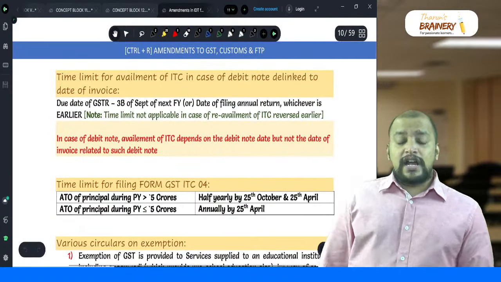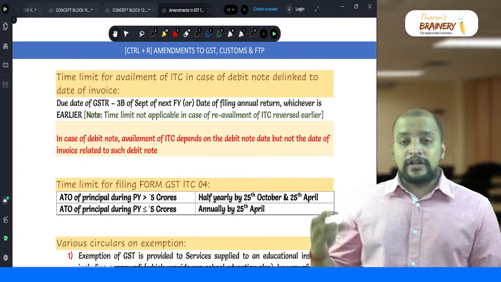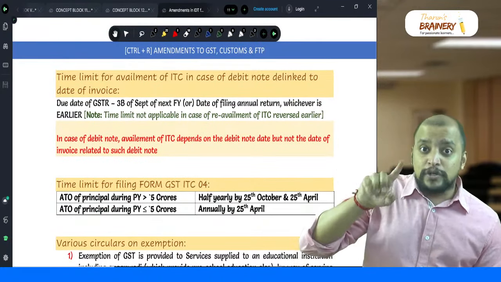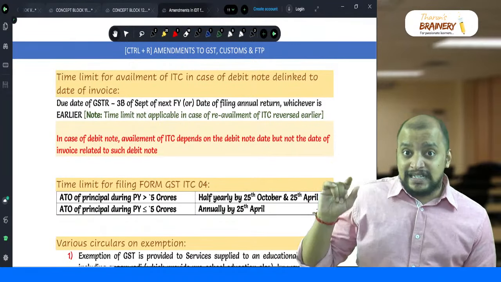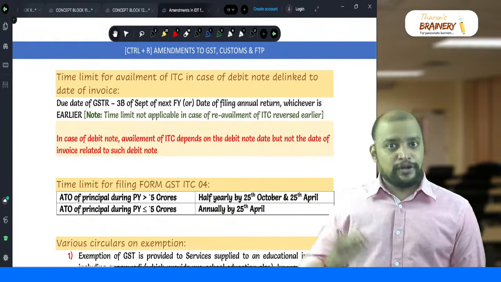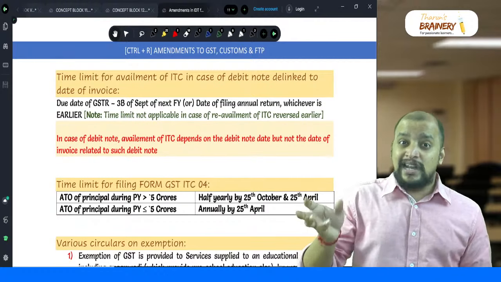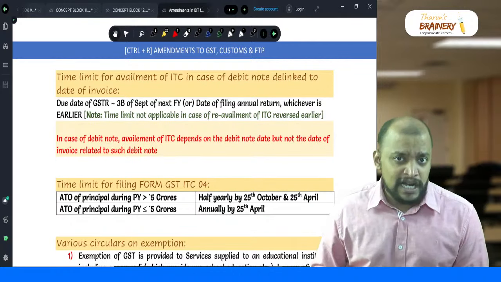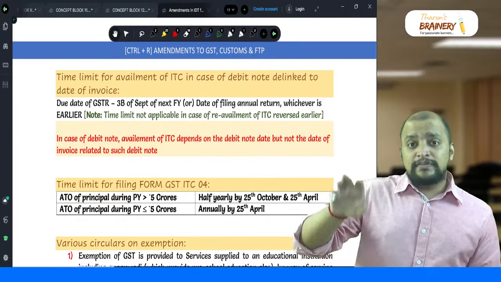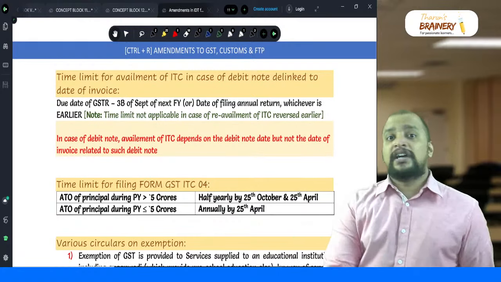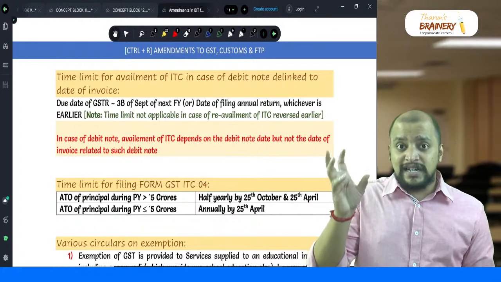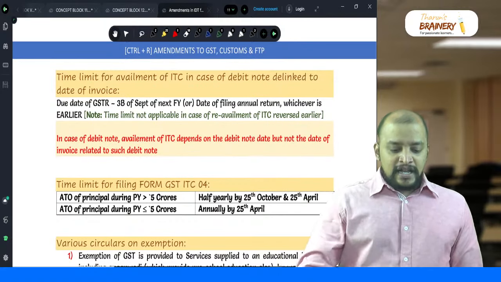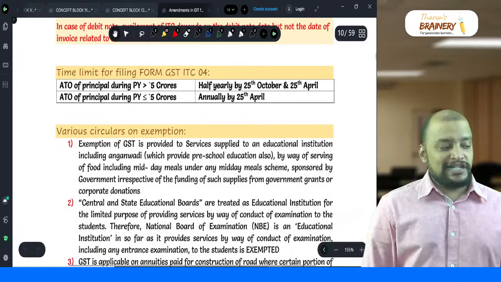Time limit for availment of ITC in case of debit note is delinked with the date of invoice. Previously the date of invoice was seen for determining the time limit to avail ITC on a debit note. But now there is no need to see the date of invoice, see the date of the debit note itself. If a debit note comes in a particular financial year, the time limit by which ITC needs to be availed is 20th October of the succeeding financial year or the date of filing the annual return, whichever is earlier. Okay. Then next, time limit for filing form GST ITC 4.